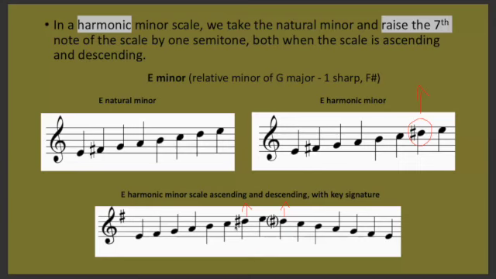Now let me explain a little bit about the raised 7th. When we are raising the 7th here, we need to add an accidental in front of the note in order to increase that note by 1 semitone. And it's really important that we don't shift that note up or down the lines or spaces. It needs to stay in that same position, and the only thing we change is the accidental in front.